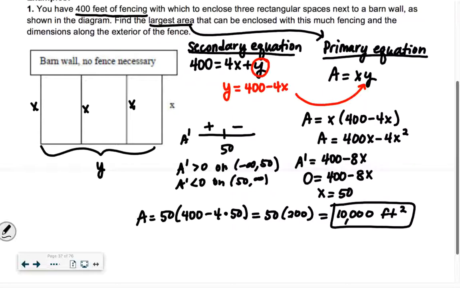Good? All right, so this is kind of how most of them are. Sometimes we don't have secondary equations, which is totally fine. It's easier when there's not.